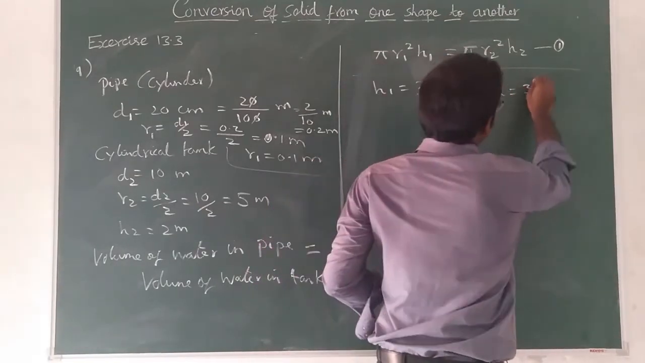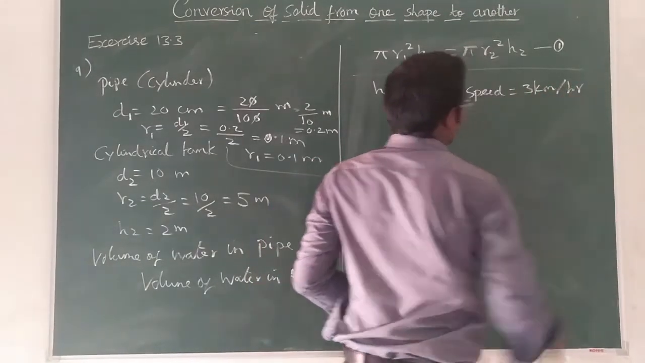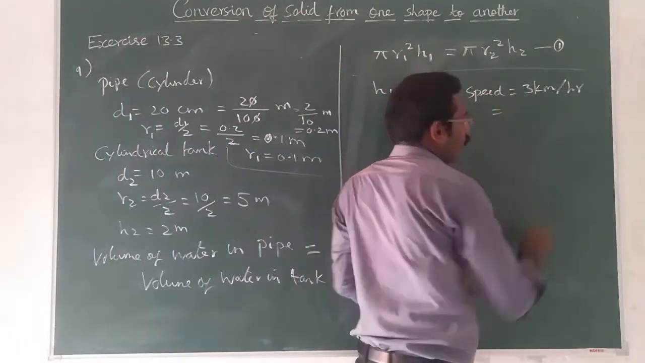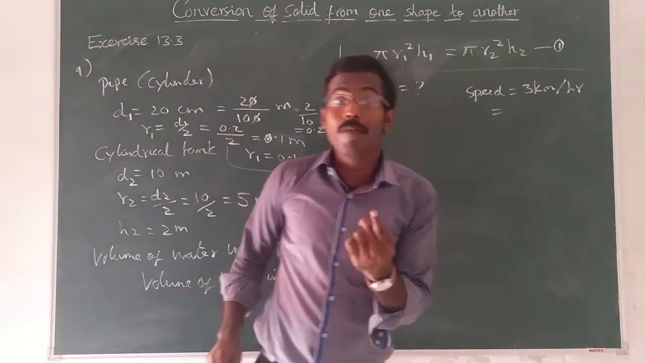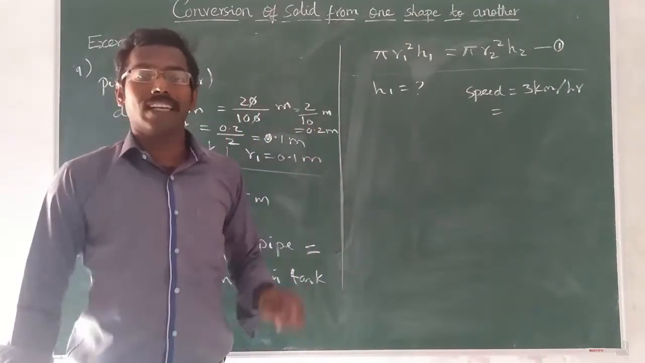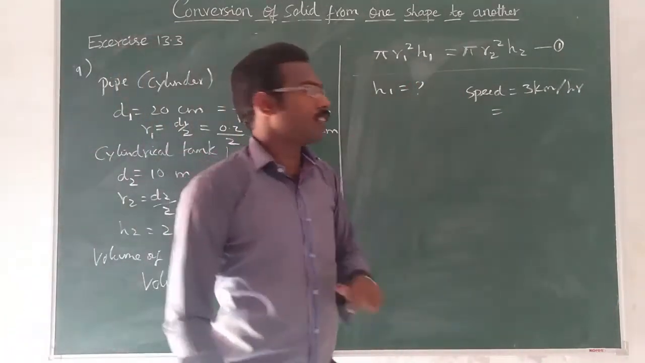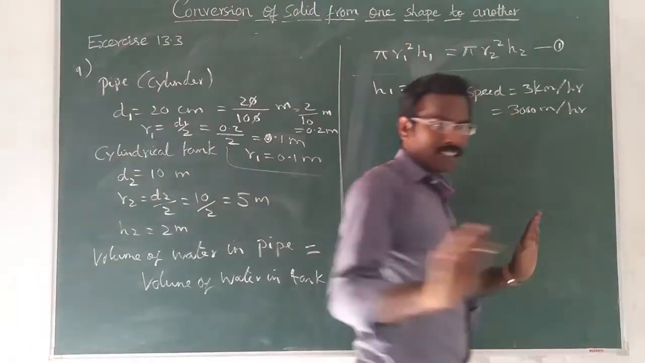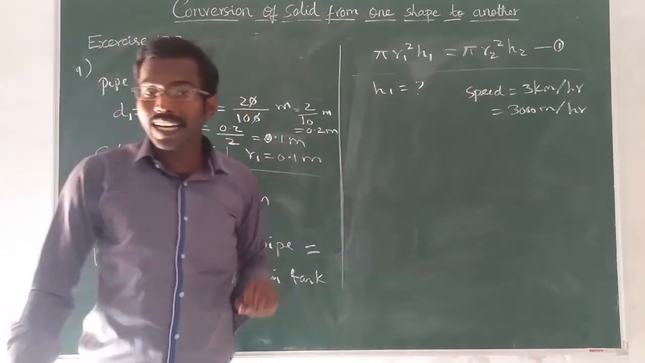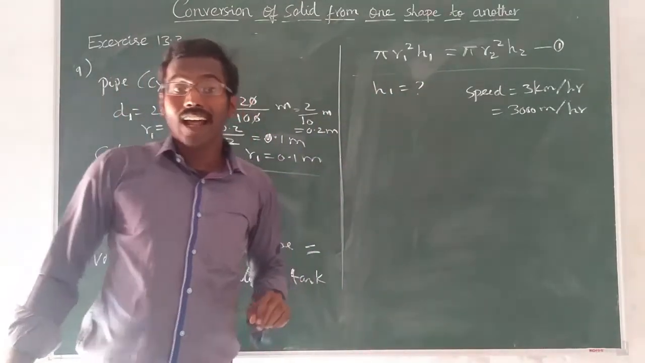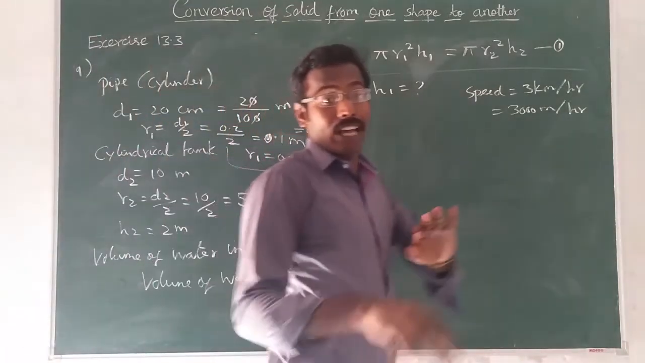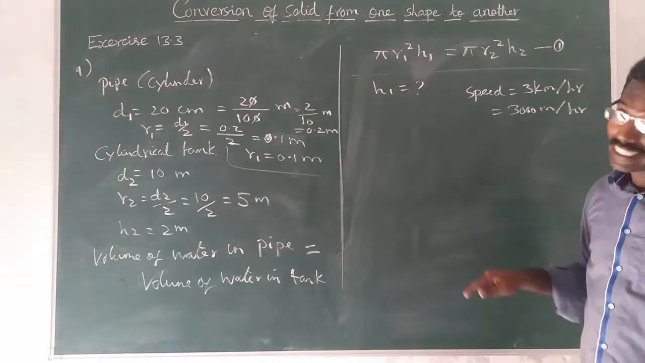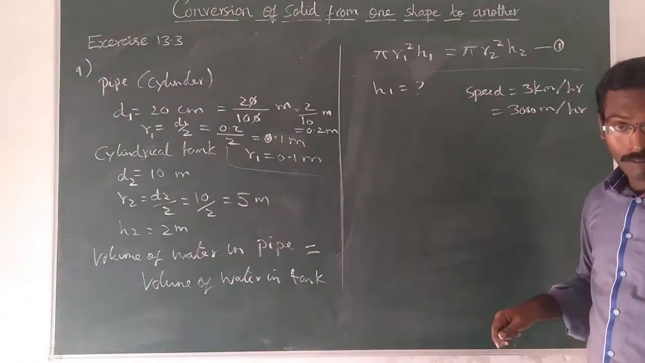Speed of water is 3 kilometers per hour. So here we are dealing everything in meter. Therefore 3 kilometers, 1 kilometer is how much? 1 kilometer is 1000 meter. So 3 kilometer is 3 into 1000, 3000 meter per hour. Yes or no? Okay, so only speed is given. We need to find the distance for height. At the same time, in the question, what you have to find? You have to find the time.